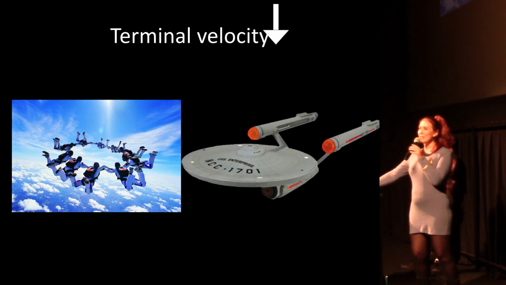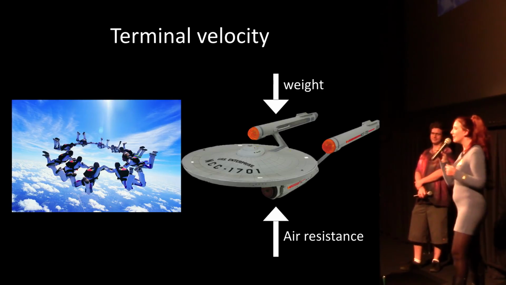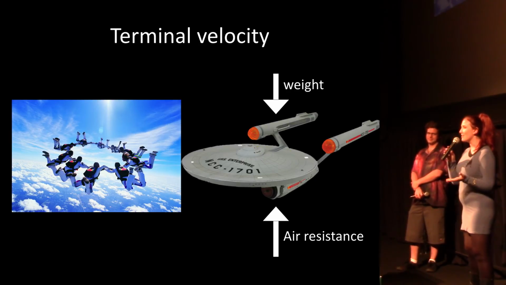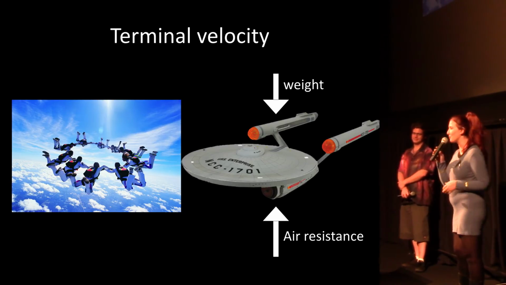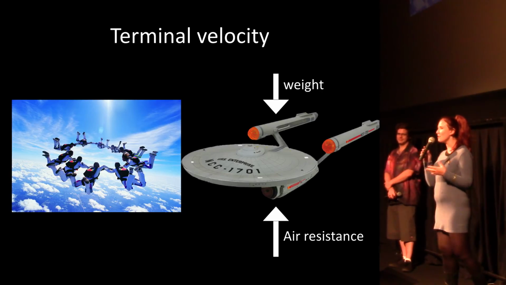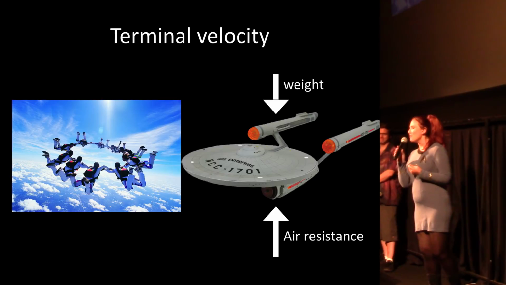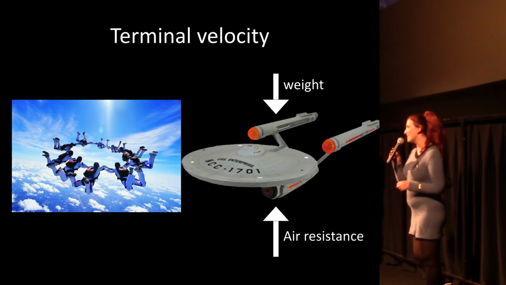So let's say you're in a starship jumping off the edge of a cliff. You again have your weight acting down. You have air resistance acting upwards, and at some point you will reach a speed where the air resistance is so high that you're not going to be able to accelerate anymore. It's the same as the force of gravity. So this is terminal velocity. For most objects on Earth, it's maybe a few hundred meters per second.